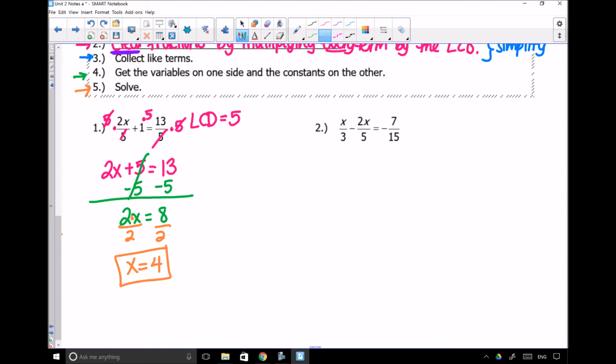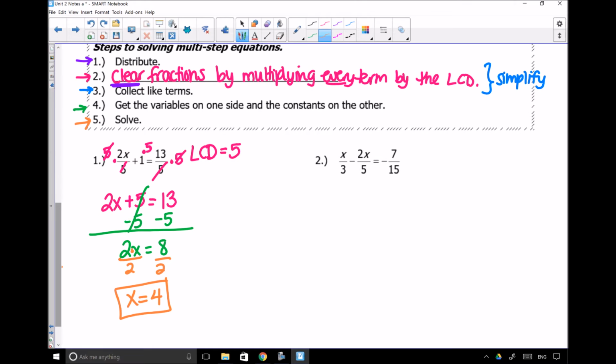Okay, so now let's go ahead and try question number 2, and let's follow our steps. So step 1 says to distribute. Well, when I distribute right here, I don't have any numbers in brackets, so I have nothing to distribute, okay? So step 2 says to clear the fractions by multiplying each term by the LCD. Well, our first term has a denominator of 3, okay? Our second term has a denominator of 5, and our third term has a denominator of 15. Therefore, I can conclude that my LCD should be 15.